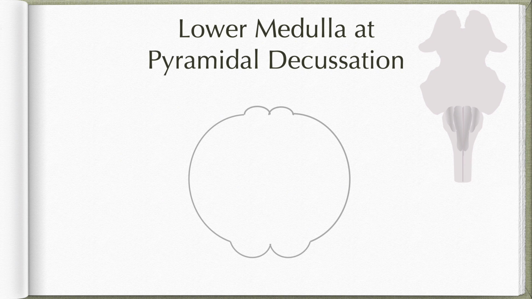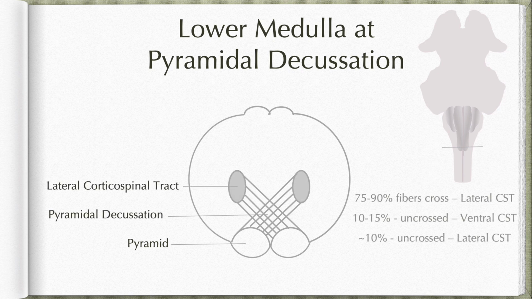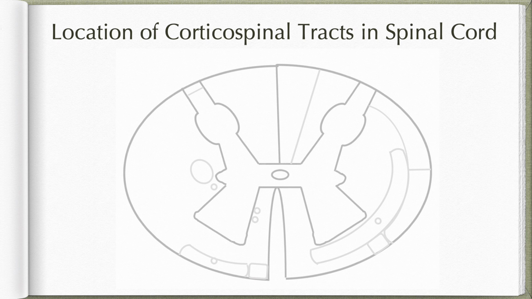Now coming to the lower medulla, the level of this section is shown on the right hand side of the picture here. Here, about 75 to 90% of the fibers in the pyramids cross to the opposite side to form the lateral corticospinal tract. About 10 to 15% of uncrossed fibers continue as the ventral corticospinal tract. The remaining uncrossed fibers, which may amount to as much as 10% of the fibers, accompany the lateral corticospinal tract. Now this crossing of the fibers in the pyramid is what we call pyramidal decussation.